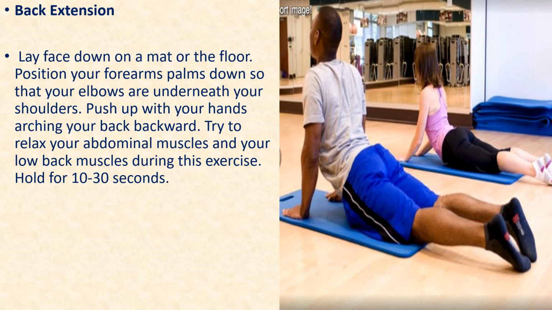Lay face down. We must face down on the mat on the floor. Position your forearms down so that your elbows are underneath your shoulders. Right. You just look at that guy and the girl. Both are laid down, and forearms are on the floor with palms down, so that the elbows are underneath the shoulders. Push up with your hands, arching your back backward. Try to relax your abdominal muscles. So this is the exercise for back extension. It will strengthen our back.